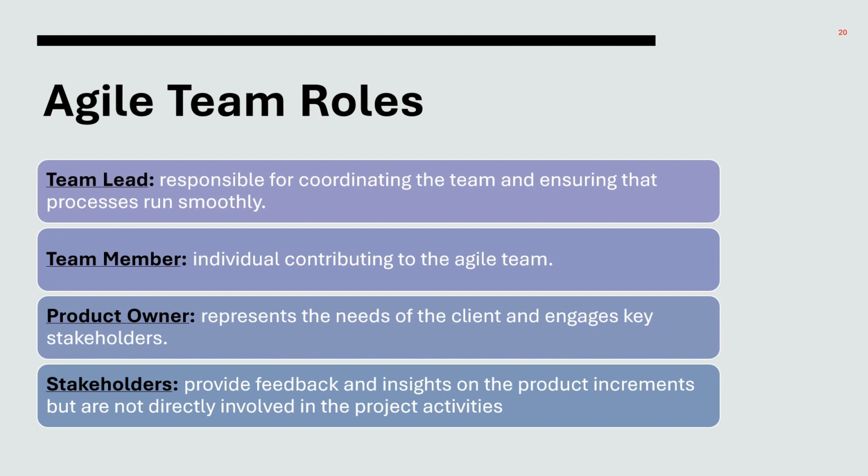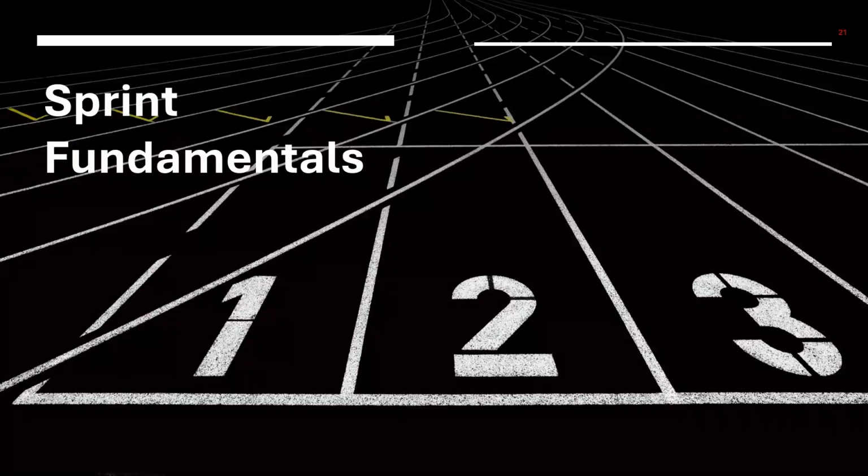We have four roles: team lead, team member, product owner, and stakeholder. In Agile, team roles and responsibilities do not matter as much as results. For example, in an Agile team, a developer can be a tester. The team lead is responsible for coordinating the team, and a team member is an individual contributor of the Agile team. The product owner represents the needs of the client, and stakeholders provide feedback and insights on what they received from the project owner.